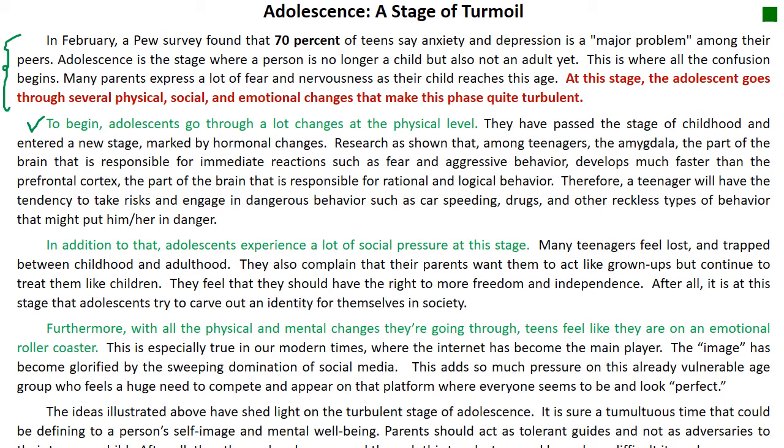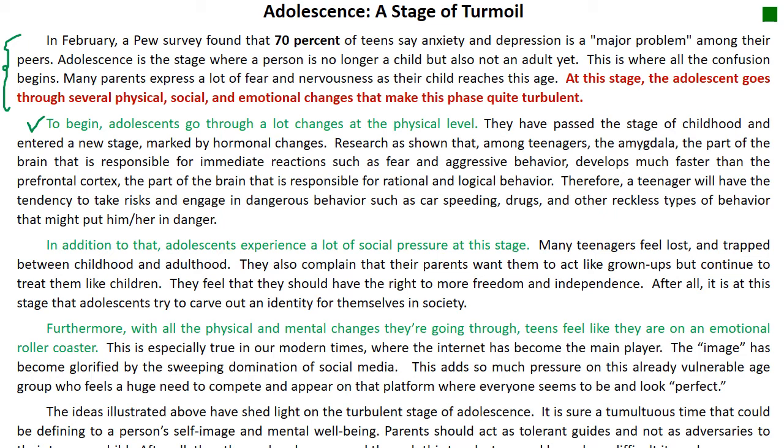They have passed the stage of childhood and entered a new stage marked by hormonal changes. Research has shown, look at the supporting details and evidence, that among teenagers, the amygdala, okay, responsible for immediate reactions such as fear and aggressive behavior, develops much faster than the prefrontal cortex, the part of the brain that is responsible for rational and logical behavior. Remember, the reason I give you those models is to take ideas from.